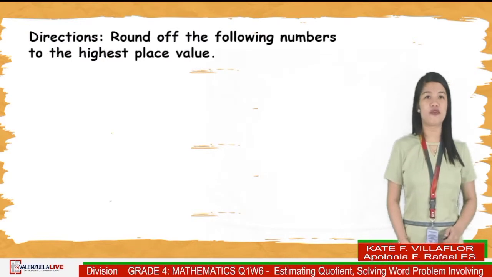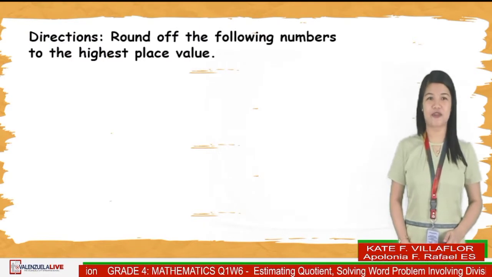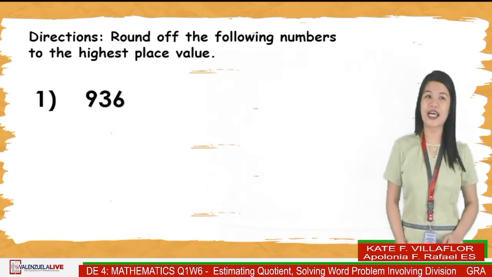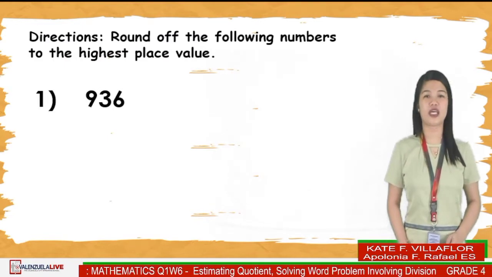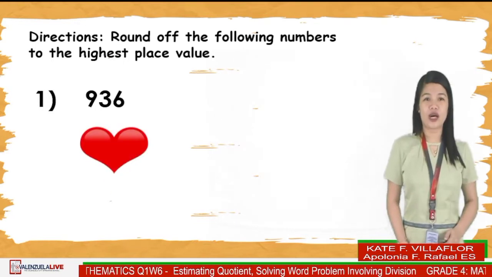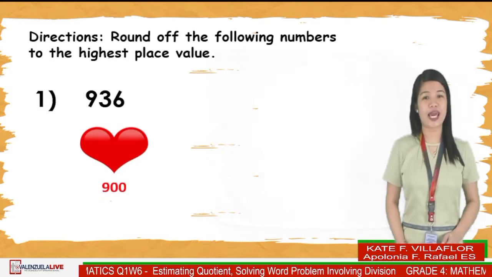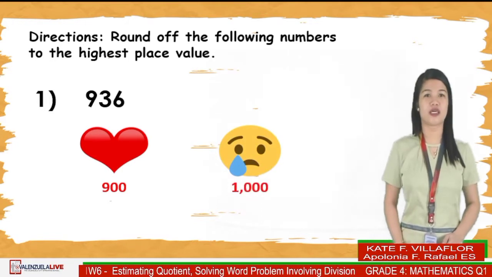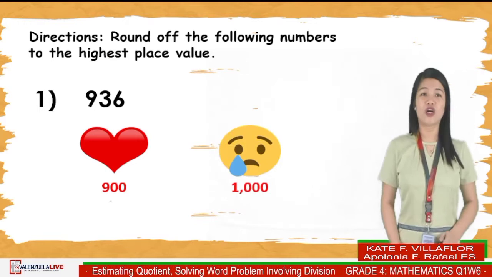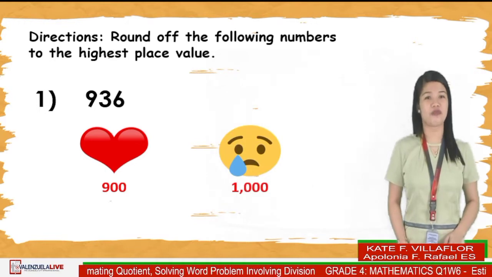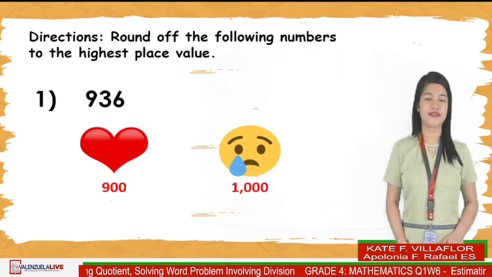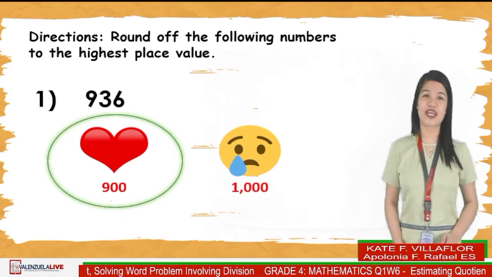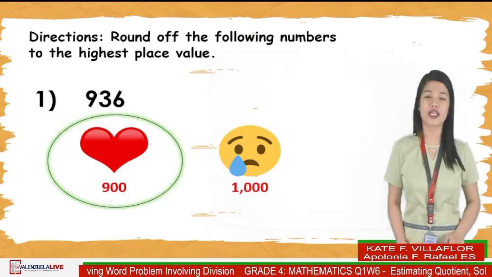Okay, round off the following numbers to the highest place value. Let's have number 1. Round off 936 to the highest place value. For the heart emoji, we have 900. And for the sad emoji, we have 1,000. What is the answer? Comment the answer in the comment section below. Okay, good job. The answer is 900 or the heart emoji.